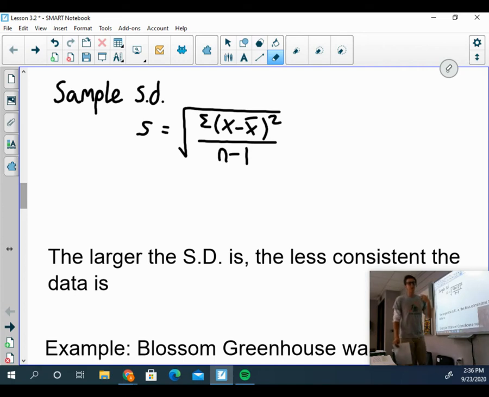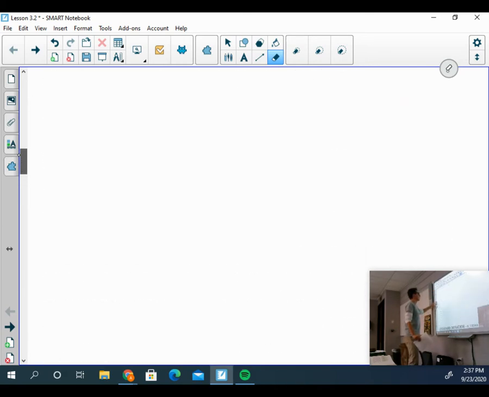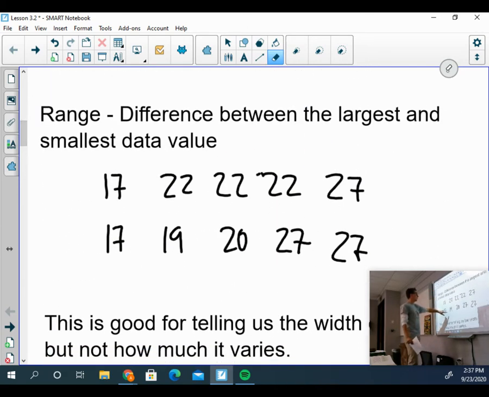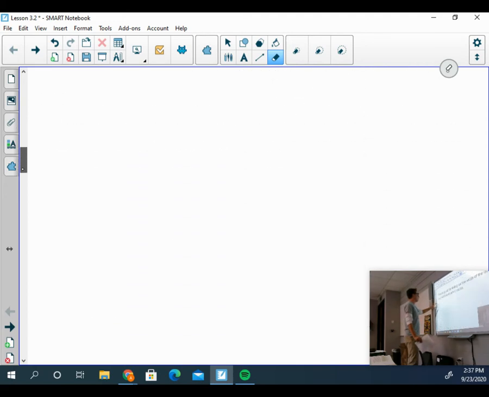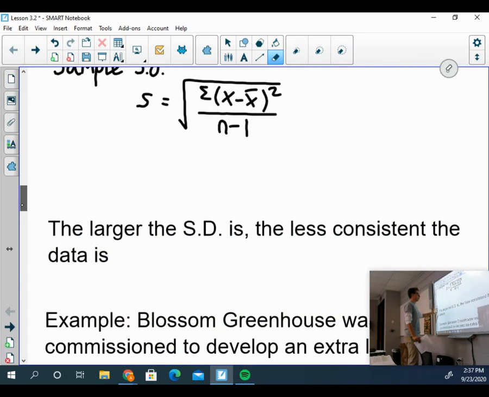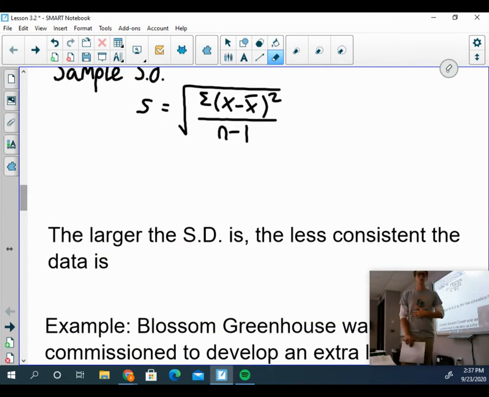Now, as I mentioned before, standard deviation produces a number, but how do we interpret that number? Well, the larger the standard deviation is, the less consistent the data will be. What does that mean? That means if my standard deviation is a really big number, my data is not consistent. It's very spread out. It's all over the place. The second list up here would have a larger standard deviation than the first list, okay? The smaller that standard deviation number is, the more tightly packed or consistent that data would be.